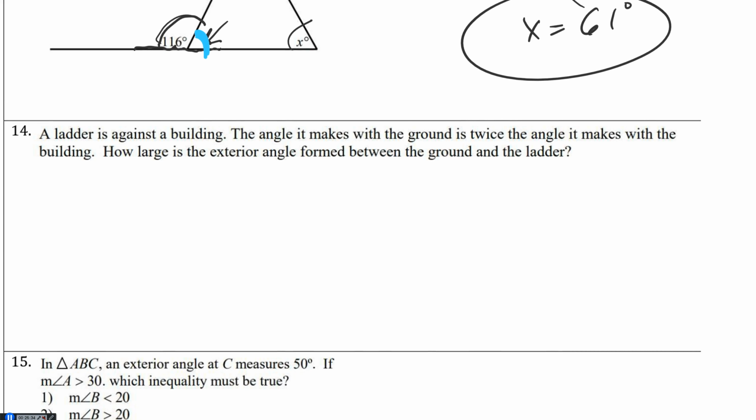A ladder is against a building. The angle it makes with the ground is twice the angle it makes with the building. How large is the exterior angle formed between the ground and the ladder? Okay, so this one's a little trickier.